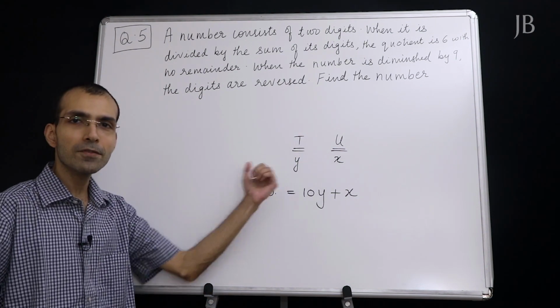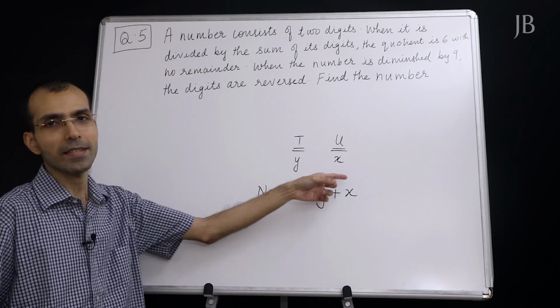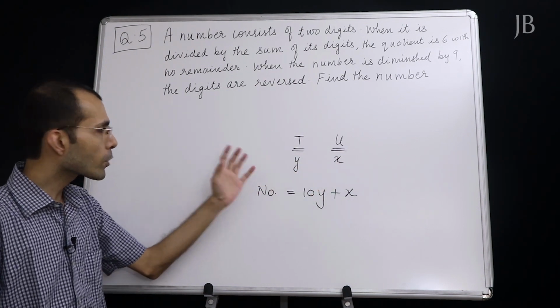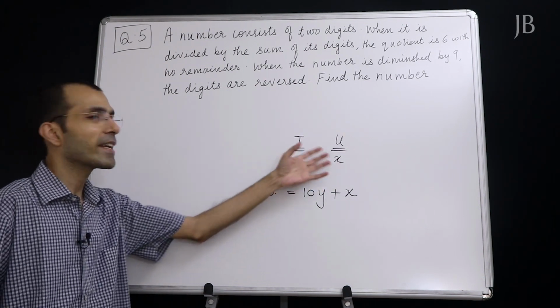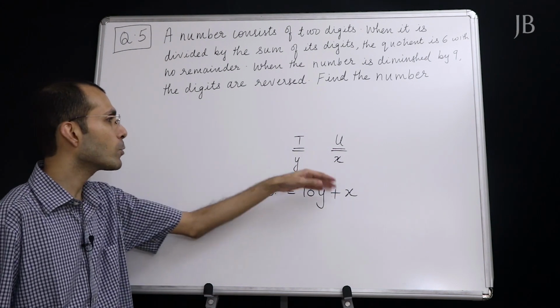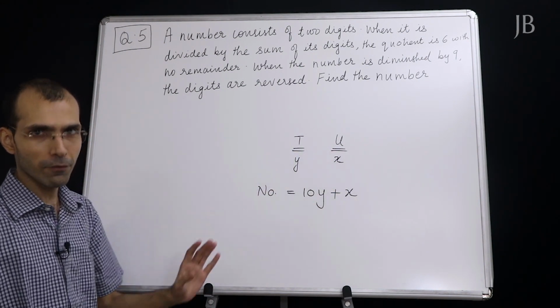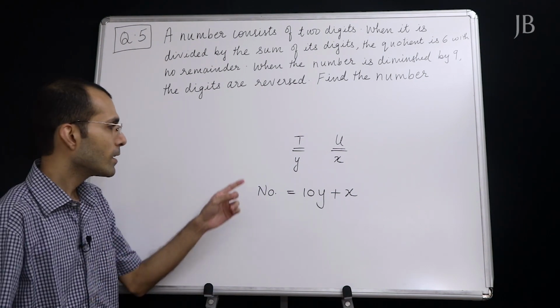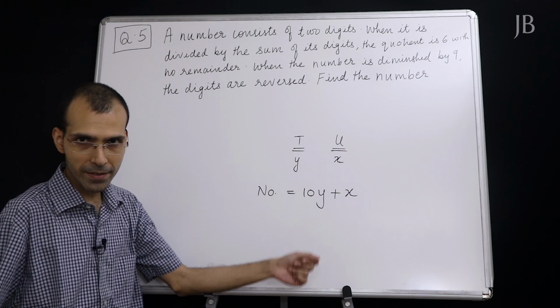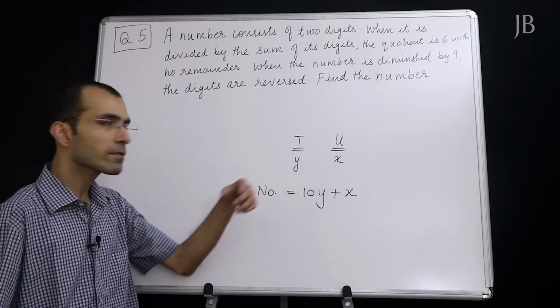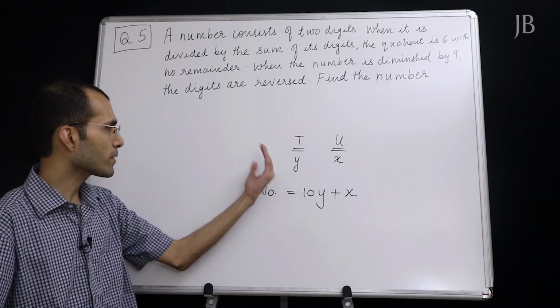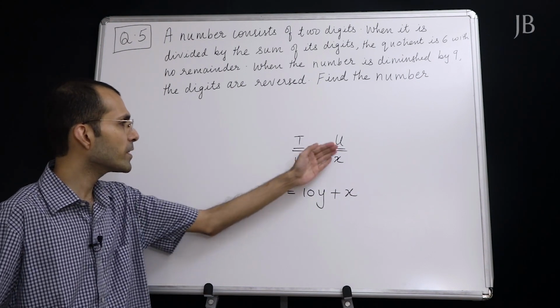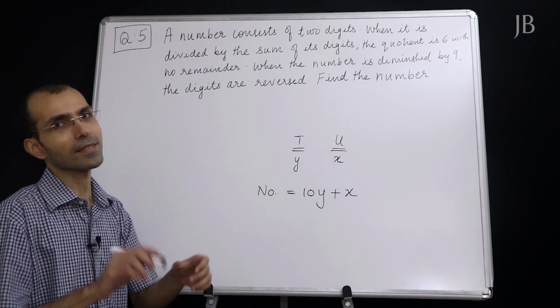What would be the sum of the digits? y plus x. What would be the product of the digits? yx, y into x or x into y, whatever. Comfortable? So three things are to be distinguished clearly. The number would be 10y plus x. The product of the digits would be y into x or x into y. And the sum of the digits would be y plus x.